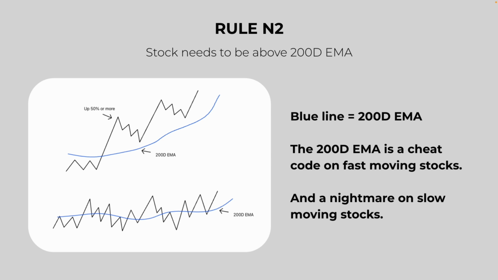Rule number 2 is to use the 200-day moving average to determine the trend of a stock. And after testing tens of indicators, the 200-day moving average is literally a cheat code when combining it with fast-moving stocks. But on the flip side, on slow-moving stocks where there is no clear trend, but the price is just ranging for months, the 200-day moving average is not effective because there is no clear trend. So now, let's take a look at some real-life examples.